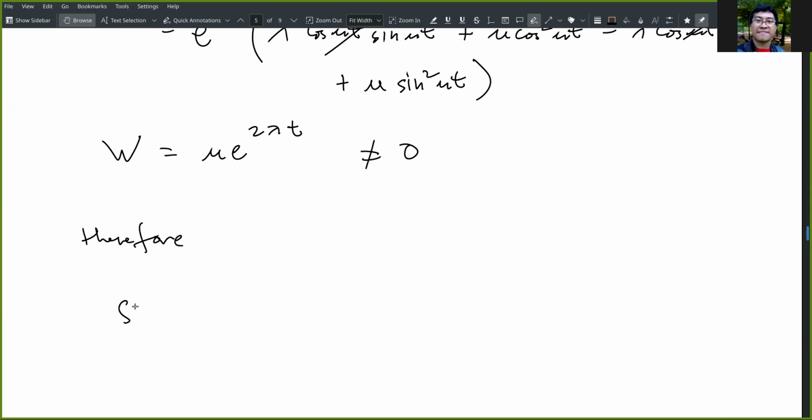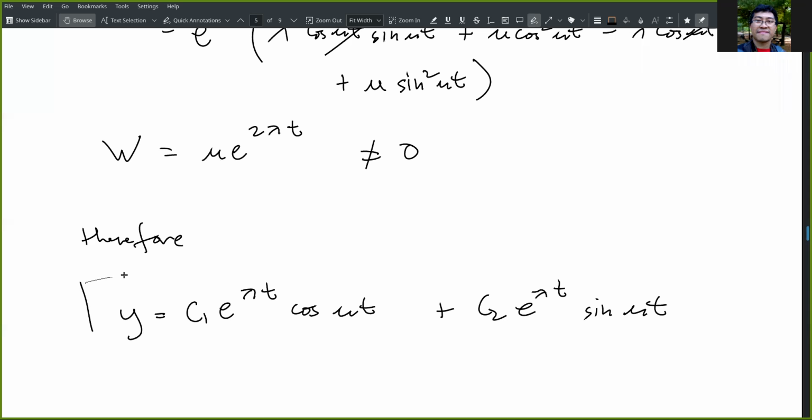Therefore, the solution y can be written as c1 e^(λt) cosine μt plus c2 e^(λt) sine μt.